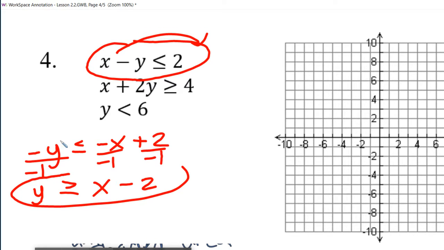So what's the y-intercept? Negative 2. What is the slope? Up 1, right 1. Slope is 1. And the opposite of up 1, right 1 would be down 1, left 1. Now you have to ask yourself, is this going to be a solid line or a dashed line? Solid. And why is it solid? Because it's equal to.